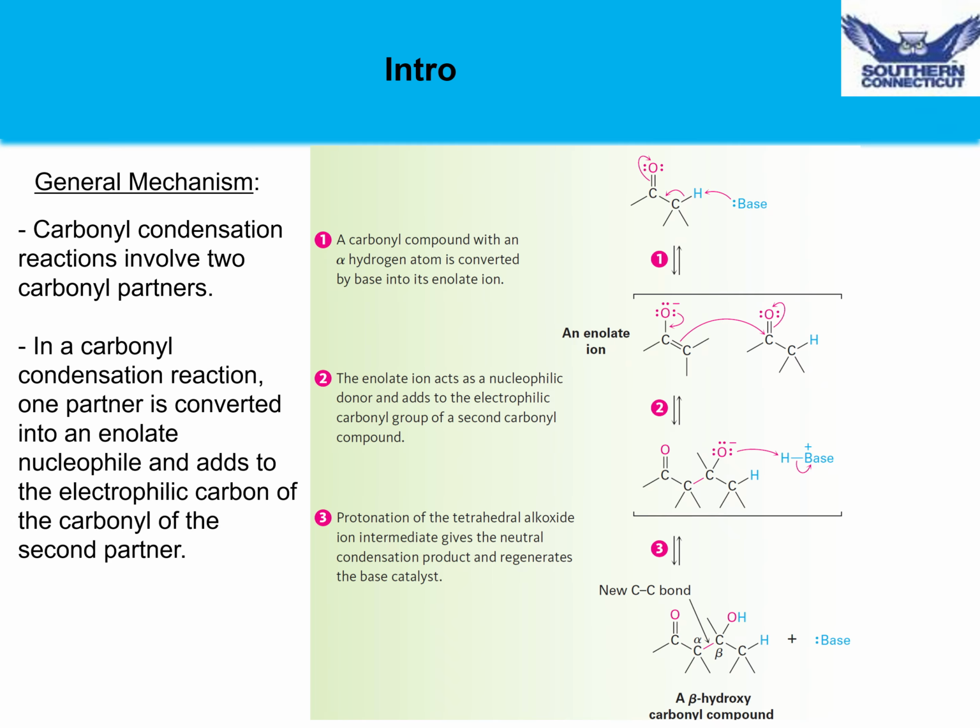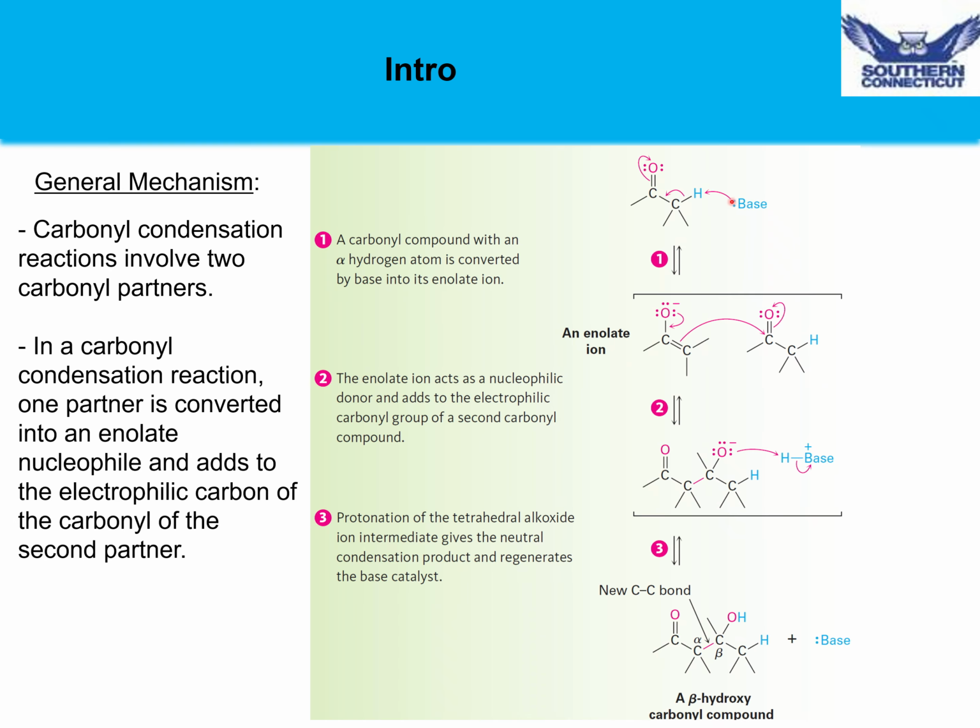In general, one of the carbonyl compounds will be converted into an enolate, and then that enolate will act as a nucleophile to add to an electrophilic carbon on another carbonyl partner. This is the general mechanism of some of the carbonyl reactions we're going to cover in this chapter.